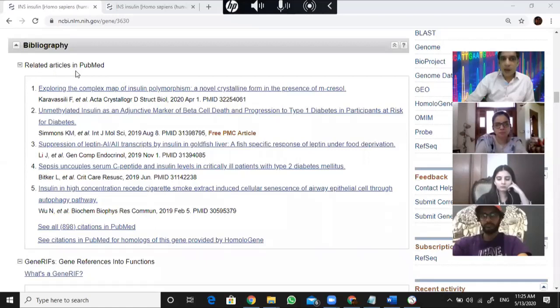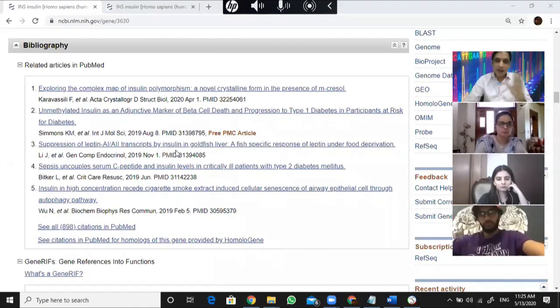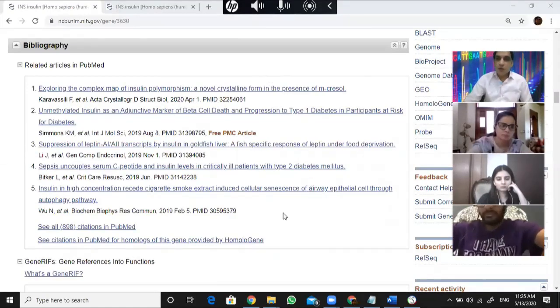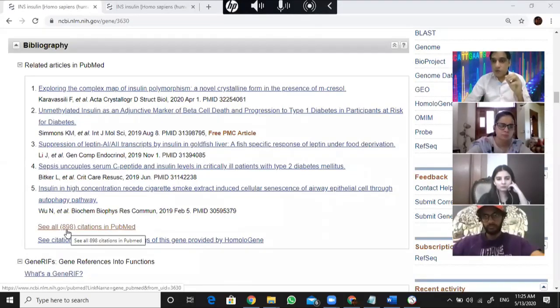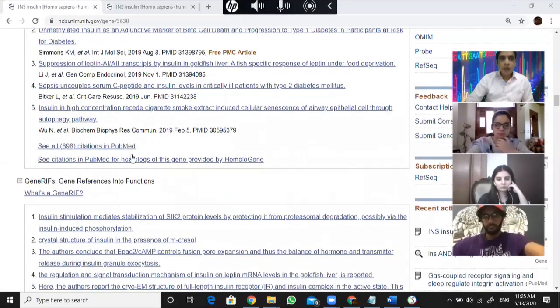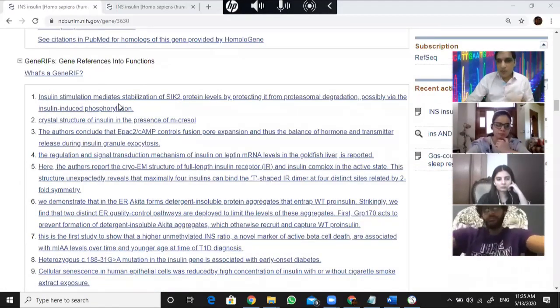Then there are related articles. Very simple, very easy. If this is your research topic, you can get the related articles here, but that is not all. You should Google as well, and you should use other portals as well, but you will be able to get the most relevant publications right away. And there is much more. See all 898 citations, which include insulin.